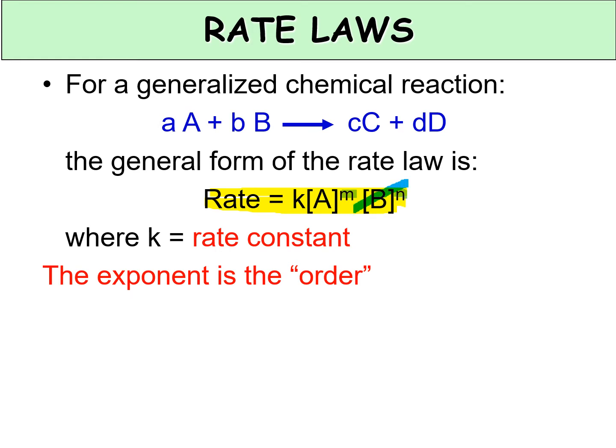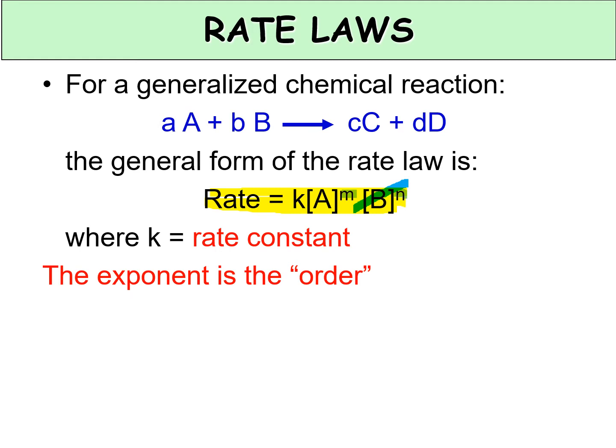That would mean that no matter what I do with b, I can make it much bigger, I can make it much smaller, the rate is not going to be affected, right? That may seem like a counterintuitive thing. How could it be that one species that's a reagent doesn't matter to the rate? And we will see how that could happen.